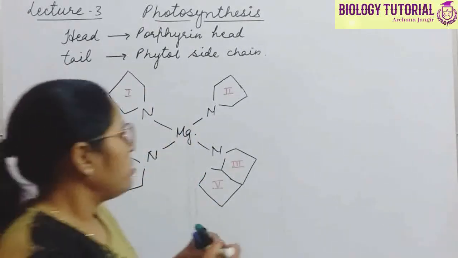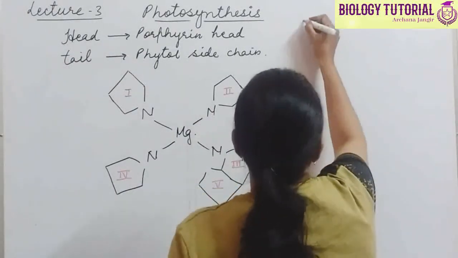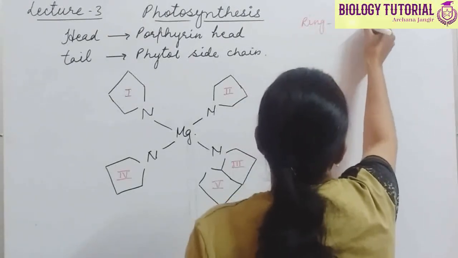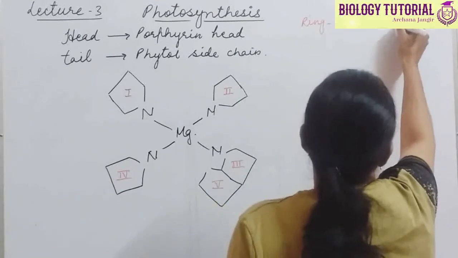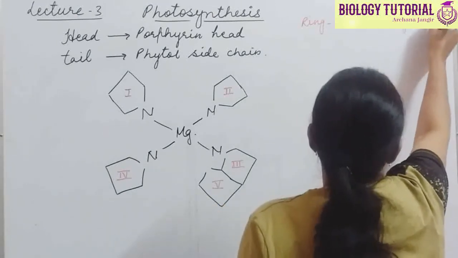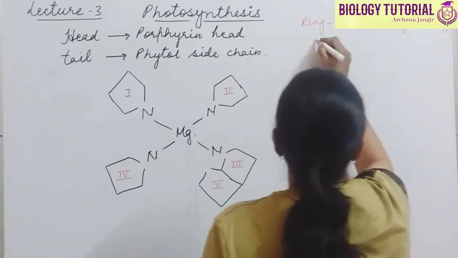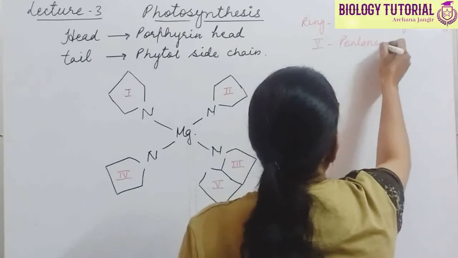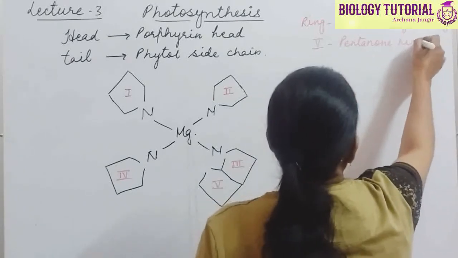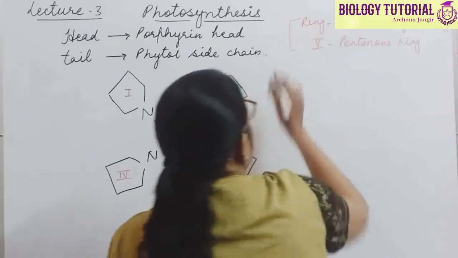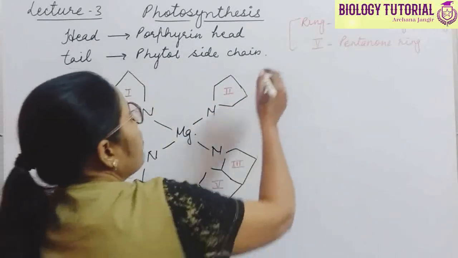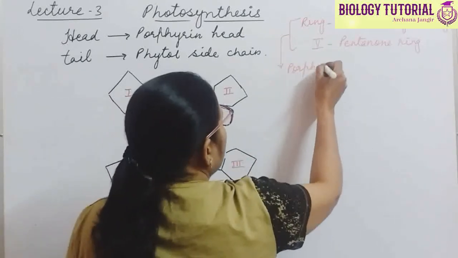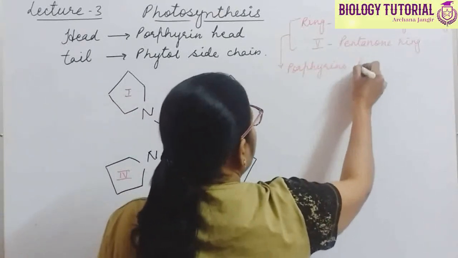Clear? So here I am writing: ring 1 to 4 is known as phytol ring, and ring 5 is known as pentanone ring, and the complete structure which is formed from ring 1 to ring 5 is known as porphyrin head. So it is porphyrin head.